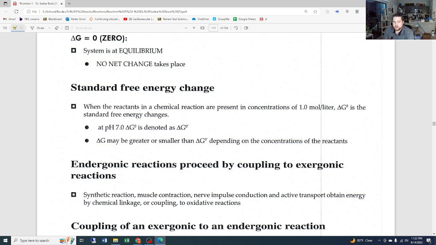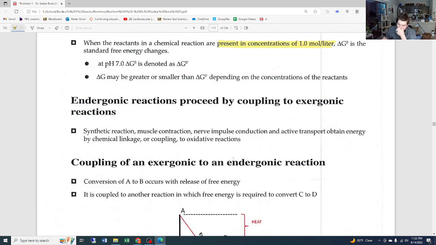Standard free energy change. When the reactants in a chemical reaction are present in concentrations of 1 mole per liter, delta G naught is the standard free energy change. At a pH of 7, delta G naught is denoted by delta G naught with the little prime on top. Delta G may be greater or smaller than delta G naught, depending on the concentrations of the reactants. So this is just getting a little more detail of the specific conditions, the way that the variables are written based off of very specific conditions.